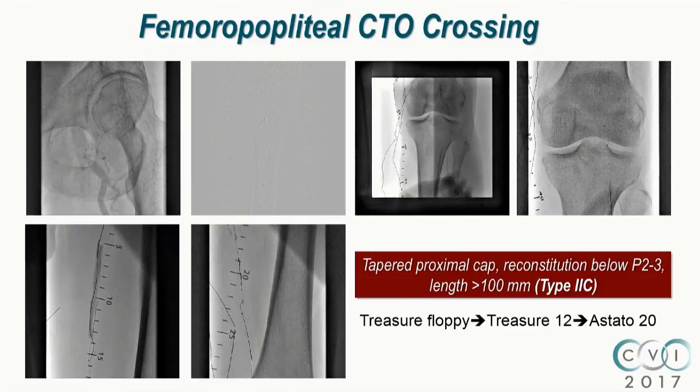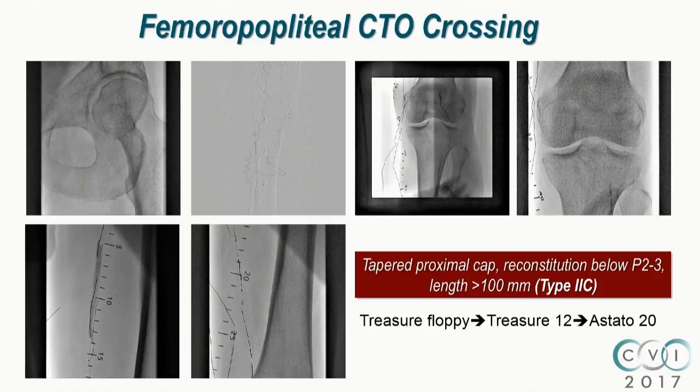And we define, based upon the XLPAD classification, that this is a type 2C lesion because it reconstitutes below the P2. It's a tapered cap and the length is greater than 100 millimeters.